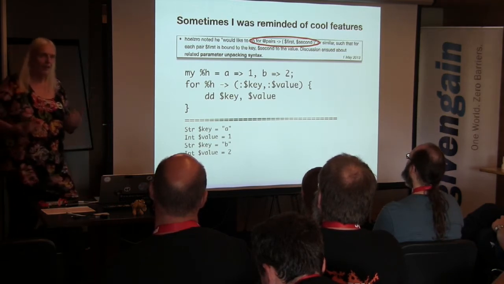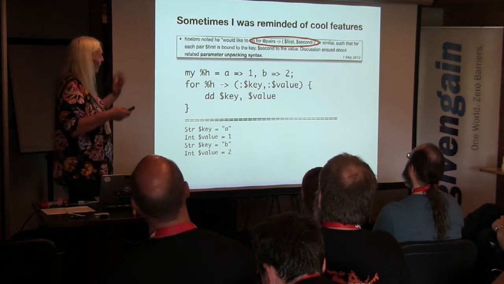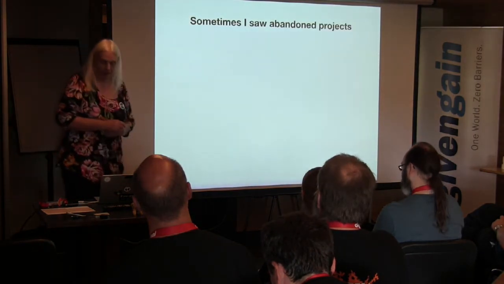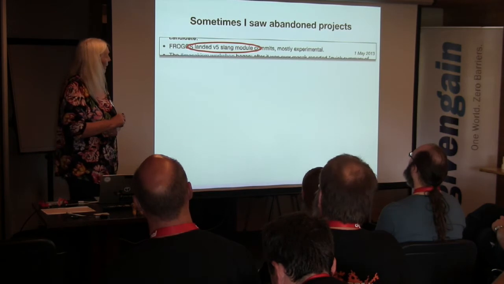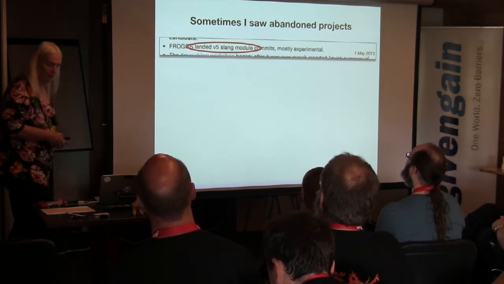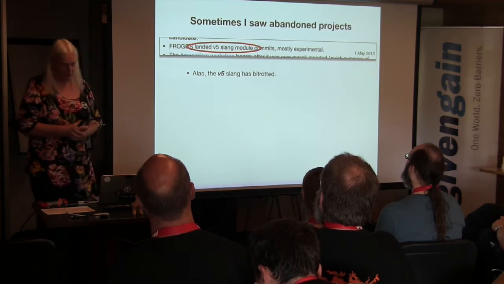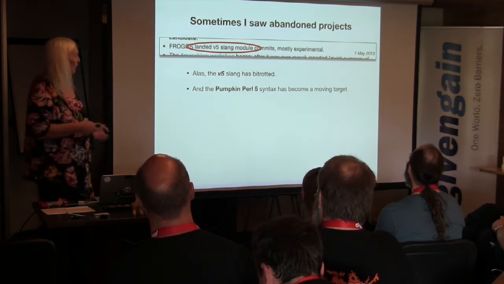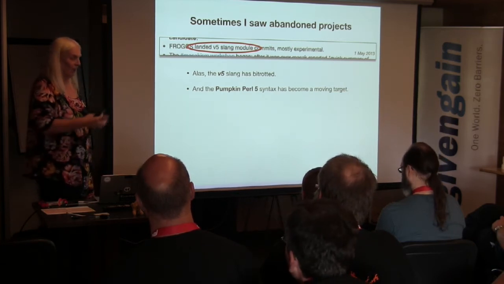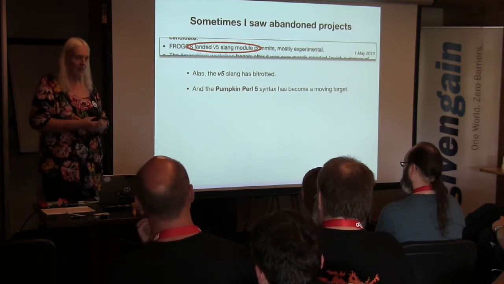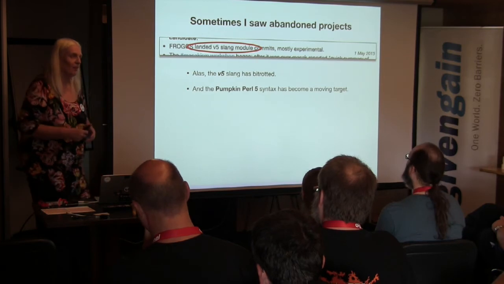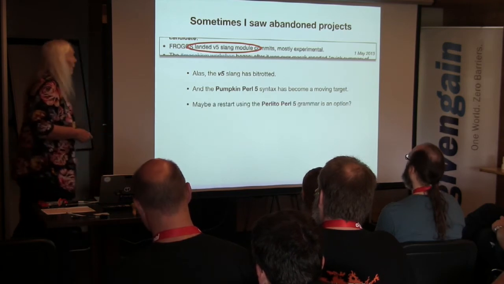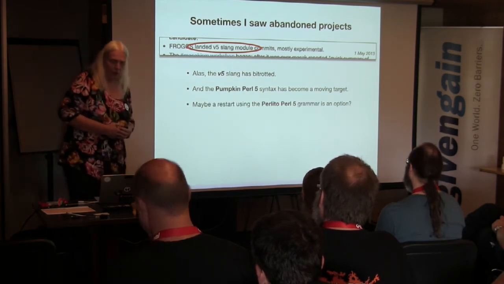Anyway, I had forgotten about that, and that particular string here made me realize that this is such a nice thing to have. I saw a lot of stuff like embedded projects, the V5 slang module, for instance. Unfortunately, it has completely bit-rotted by this time. And also the target, the Pumpkin Perl 5 syntax, has over the past year evolved, because now we actually have sort of signatures in Perl 5. That grammar didn't support any of that. So I think we might want to look at this again.